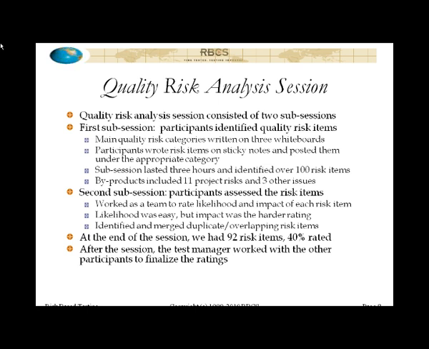That went on for about 3 hours before we finally ran out of steam, and nobody had any new ideas for risk items. We had 100 of them, which is fairly typical. 100 to 200 risk items is a fairly typical number to get. We also identified some byproducts during that risk analysis: 11 project risks and 3 other issues. This will tend to happen, and don't worry about it if it does, but don't get hung up on these project risks. Remember, they're byproducts. You just want to identify them and move on.